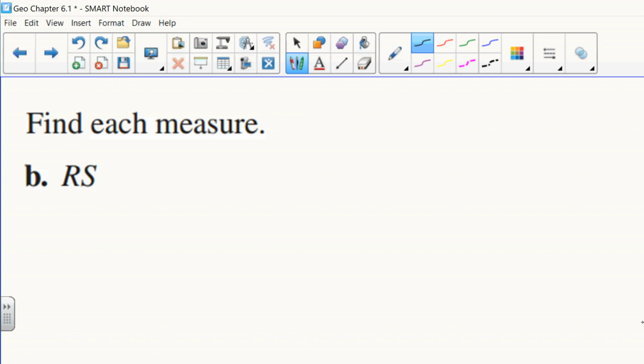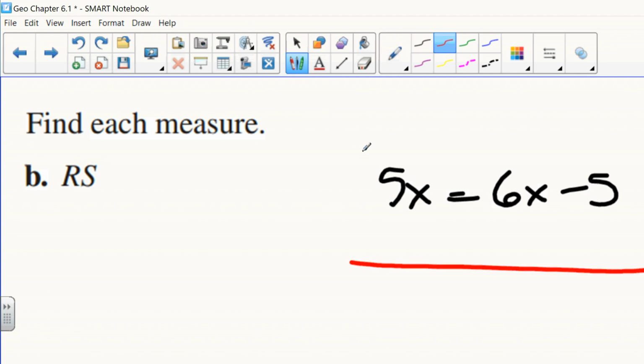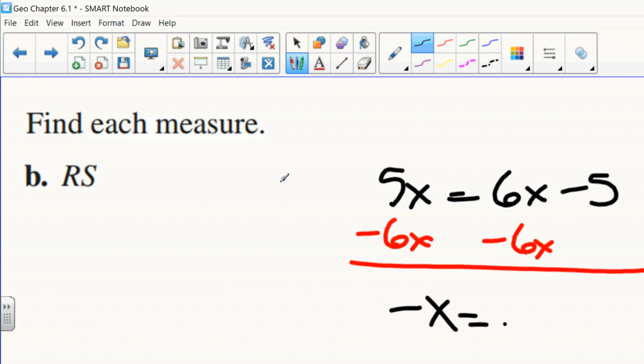So this one here, because of how it's set up, we do have an angle bisector, because that angle is cut in half. And we have our 2 right angles, so we can say that 5x is equal to 6x minus 5. The next thing we can do is do what? Minus 6x from both sides, exactly. Because 5x minus 6x is negative x. And it would equal negative 5.